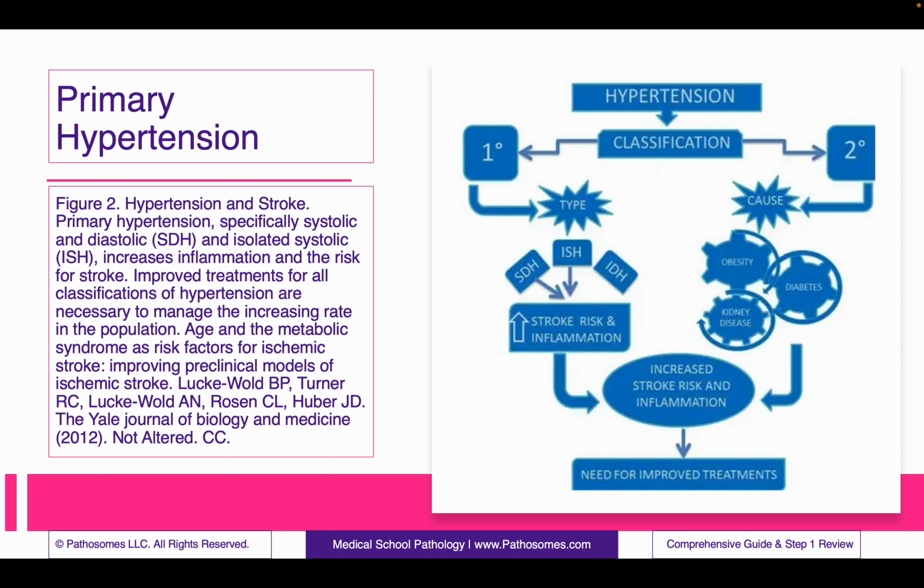Here's a little diagram indicating the different types of hypertension, whether it's primary or secondary, the potential etiologies, and how that impacts risks of certain conditions like a stroke. And we absolutely need improved treatments.